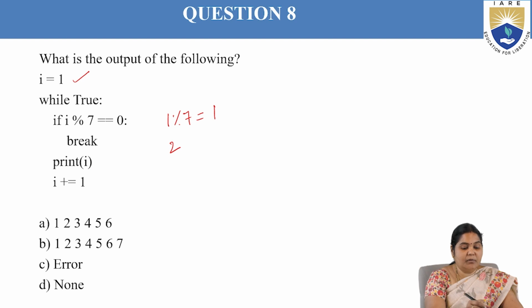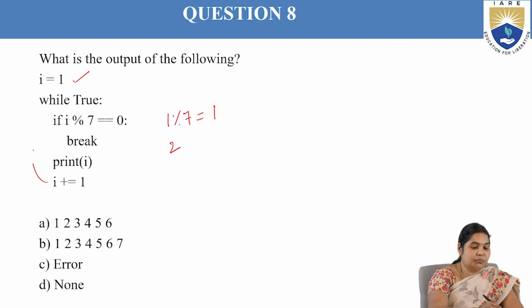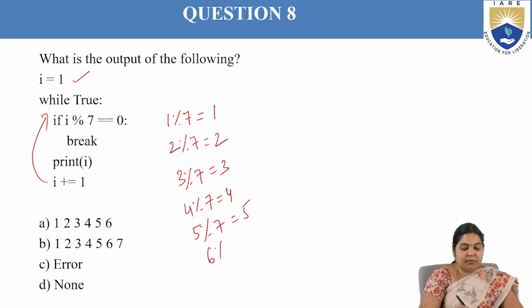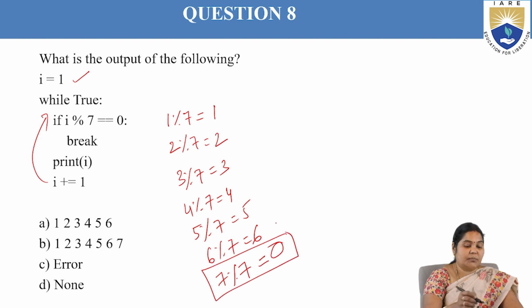Is it equal to 0? No. Print the value, 1. Then i becomes 2. 2 modulo 7 is 2. Then i becomes 3, 3 modulo 7 is 3. Then 4 modulo 7 is 4, 5 modulo 7 is 5, 6 modulo 7 is 6. When i becomes 7, 7 modulo 7, is there any remainder? No, it is 0. So when 7 modulo 7 is 0, you are telling it to break the loop.